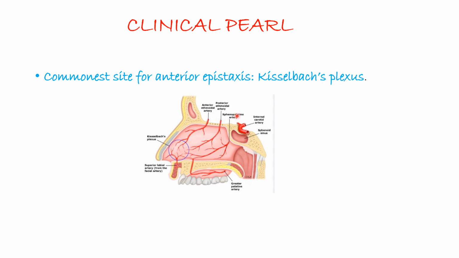So I have a question for you. Among these arteries, that is the posterior and anterior ethmoid artery, sphenopalatine artery, greater palatine artery, and the superior labial artery, which does not form the Kiesselbach plexus? Just zoom in on the image and tell me which does not form it in the comment section below.